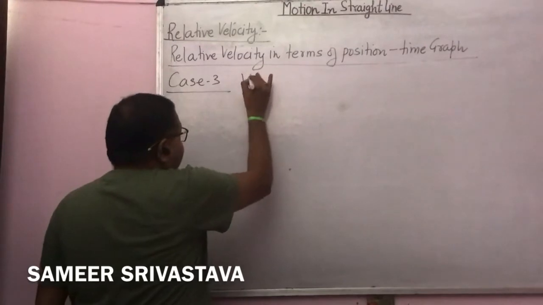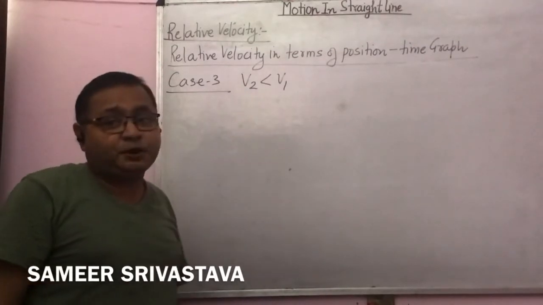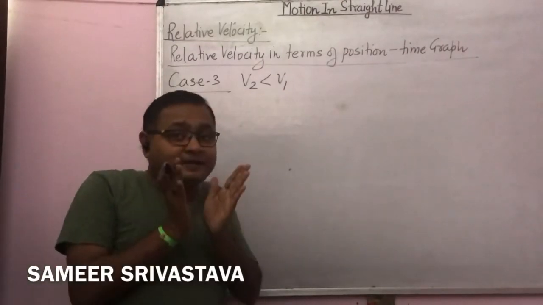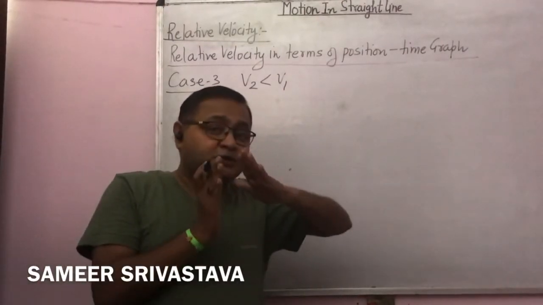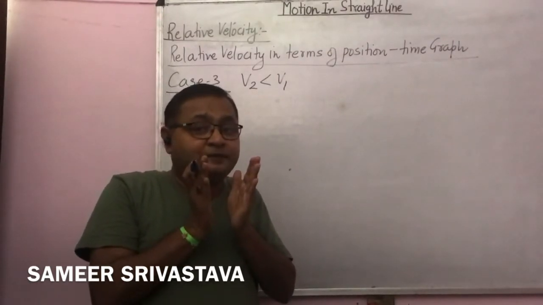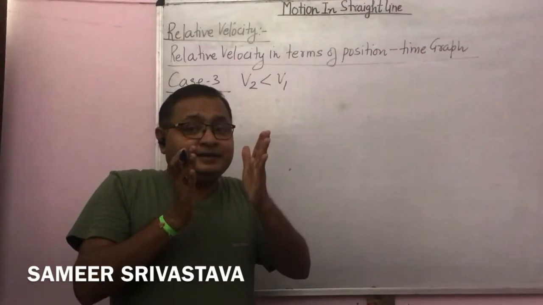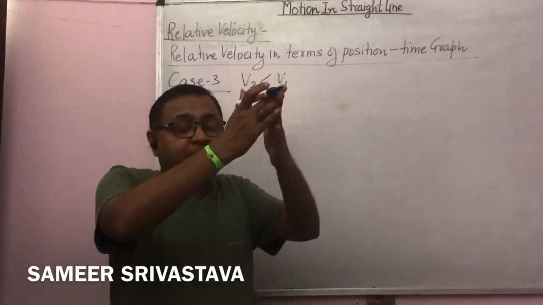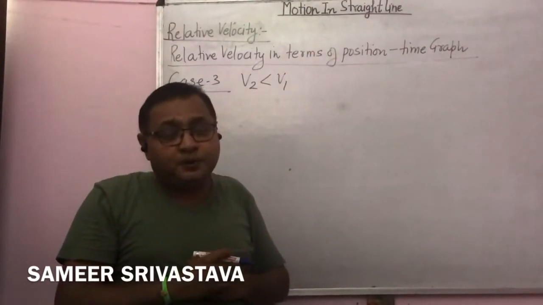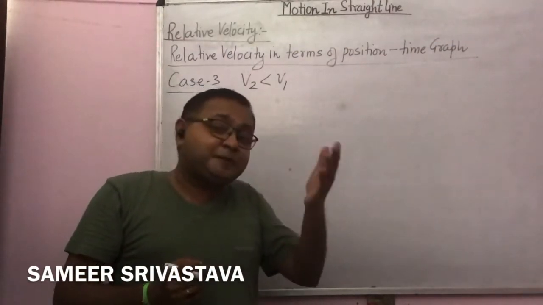In case 3, if I say the value of v2 is less than v1, what does it mean? It means the velocity of the second object is less than the velocity of the first object. Initially, when the motion starts, the difference of displacement increases. But when the velocity of object 1 increases with respect to object 2, there is one point where the two objects meet, and after that object 1 overtakes object 2, and the displacement of the second object decreases with respect to the first object.